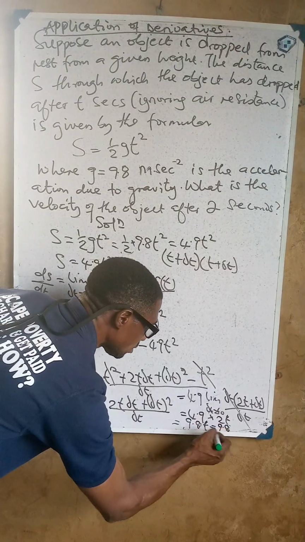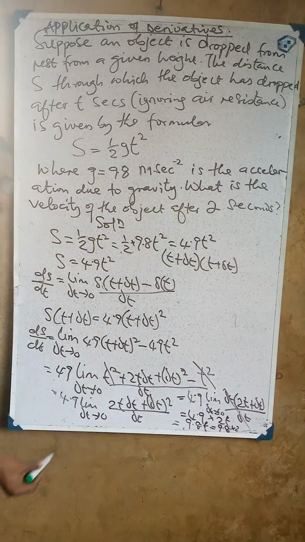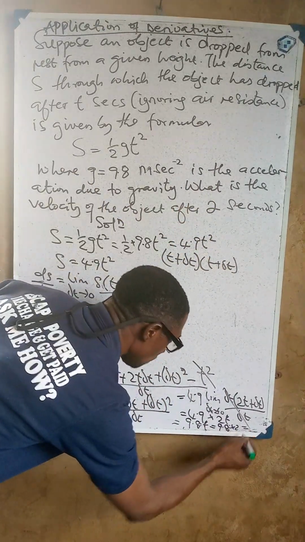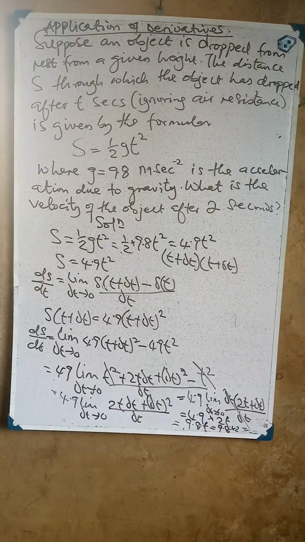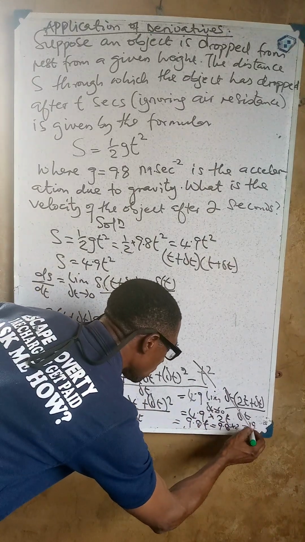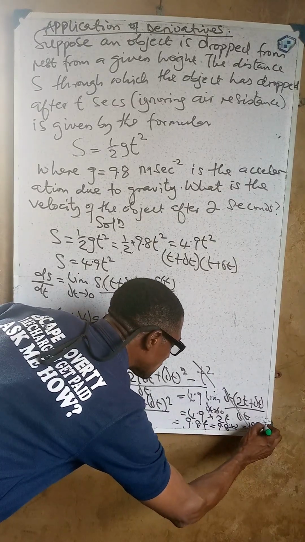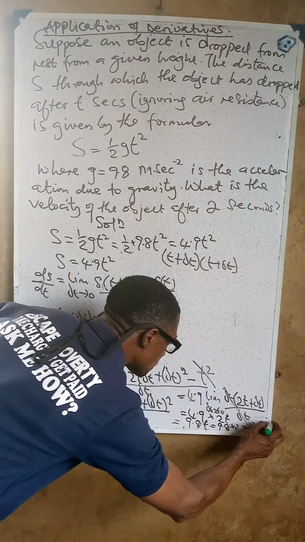9.8 t, what is t? t is 2, that is after 2 seconds. What's the final value here? That gives us 19.6 meters per second.